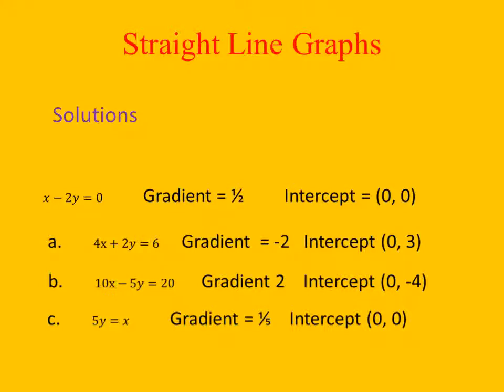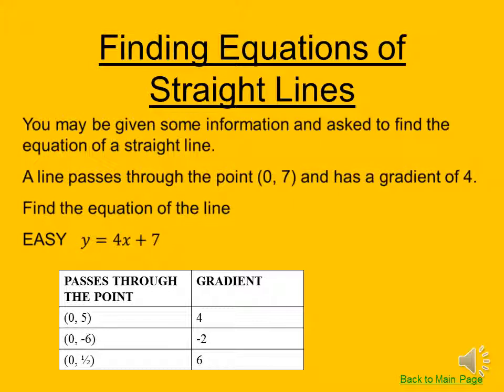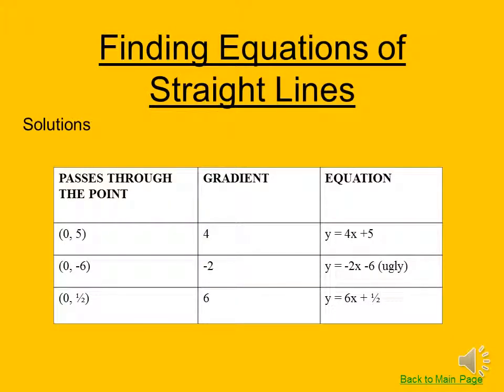Okay, sometimes you are given some information and asked to find the equation of a straight line. So, a line passes through the point 0, 7 and has a gradient of 4. Find the equation of the line. Easy peasy. y is equal to 4x plus 7. Have a go at the 3 that I've given you. Remember, pause, work, play. How was it? All good? I don't really like the answer to the second one. Much better to say 2x plus y plus 6 is equal to 0, but each to their own.